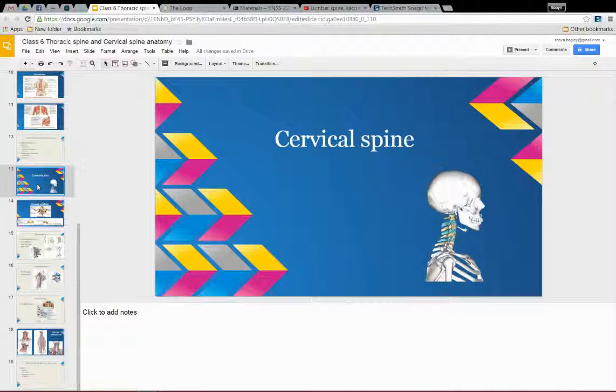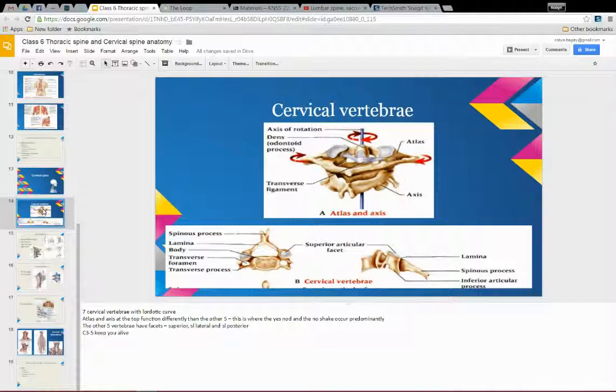Now we're going to shift gears and cover the cervical spine. Remember, we have 7 cervical vertebrae. In this picture, the bone that's sticking out here is your hyoid bone. This is the bone that the muscles of the tongue attach to. This is the cervical vertebrae. The pictures at the bottom are cervical vertebrae 3 through 7.